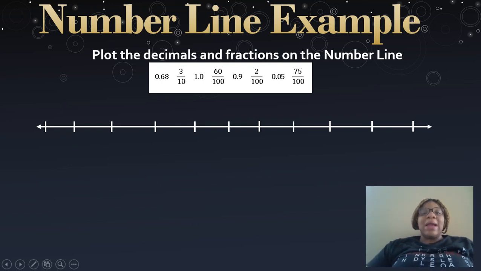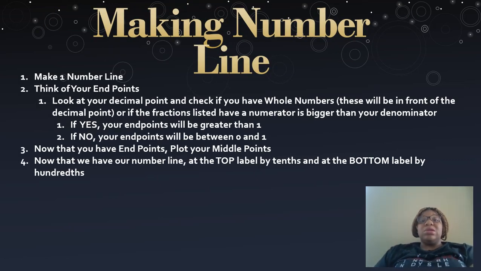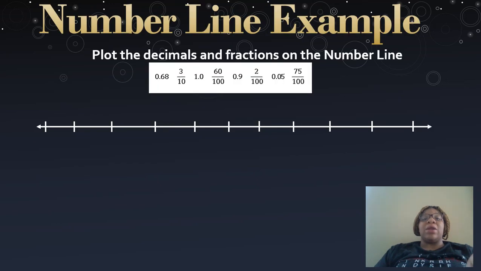You have a number line example. The number line is asking you to plot the decimals and fractions on the number line. Remember, after we look at that number line, which I've already made for you, we need to think about our endpoints. So remember, I'm thinking, do I have whole numbers and do I have fractions that have a numerator bigger than the denominator? So let's look.